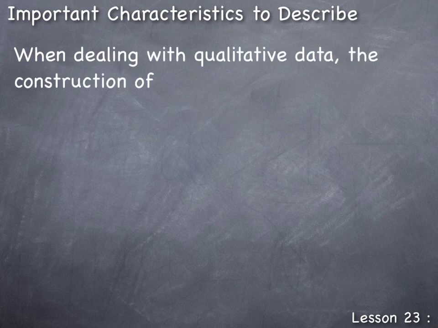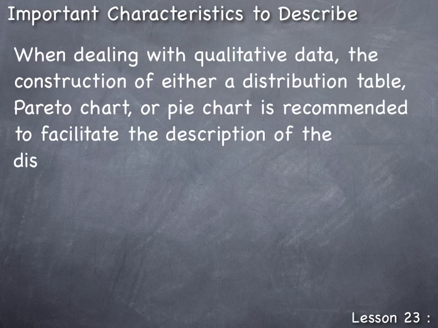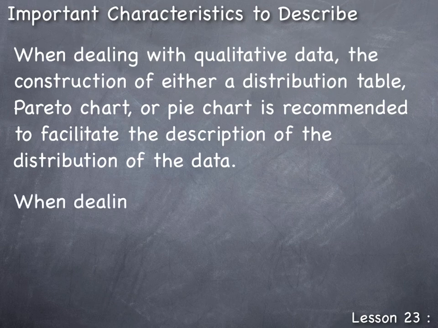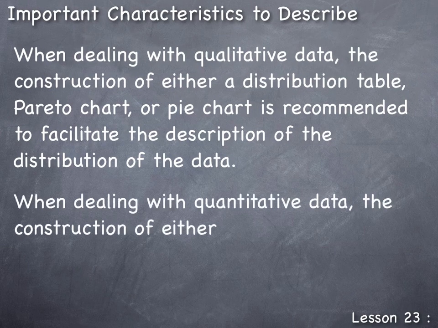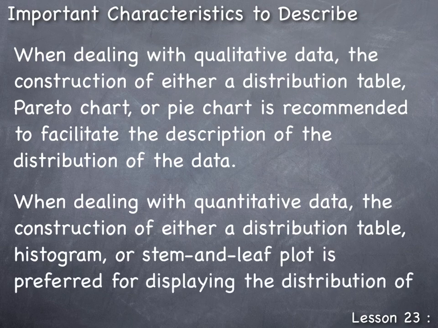When dealing with qualitative data, the construction of either a distribution table, Pareto chart, or pie chart is recommended to facilitate the description of the distribution of the data. When dealing with quantitative data, the construction of either a distribution table, histogram, or stem and leaf plot is preferred for displaying the distribution of the data.